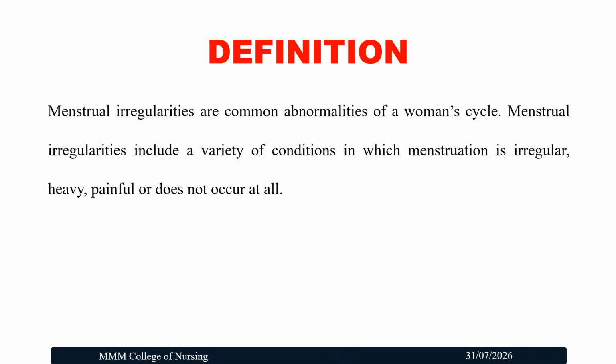Next, coming on to the definition: menstrual irregularities are common abnormalities of a woman's cycle. They include a variety of conditions in which menstruation is irregular, heavy, sometimes painful, or does not occur at all.